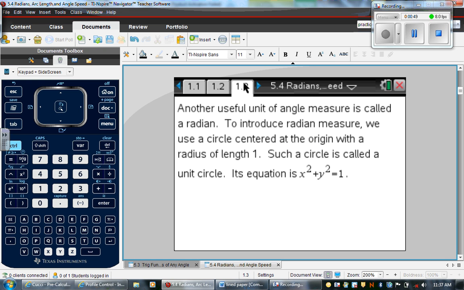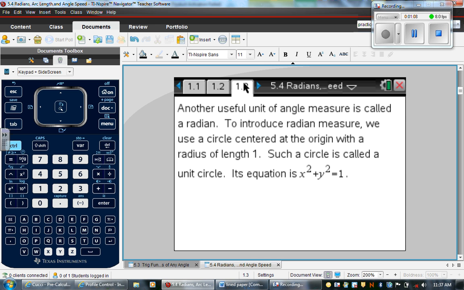All right, so another useful unit of angle measure is called a radian. Just like when we're talking about temperature, we can talk about degrees versus Celsius, it's just a unit of measure. So we have degrees and radians, and we're going to be talking in terms of radians today.